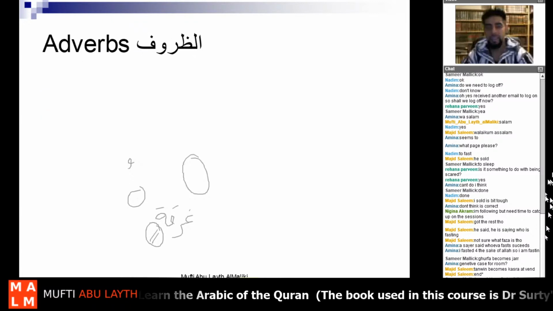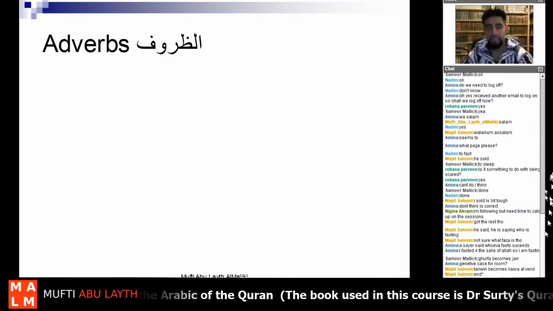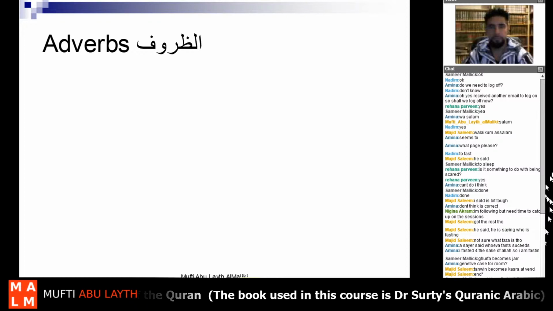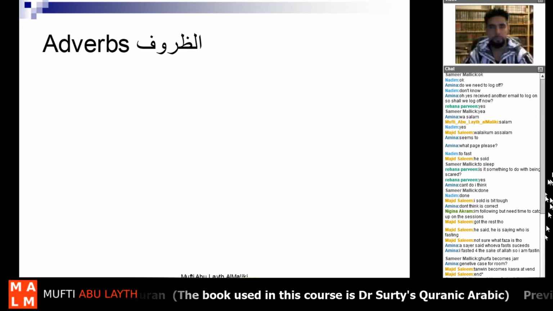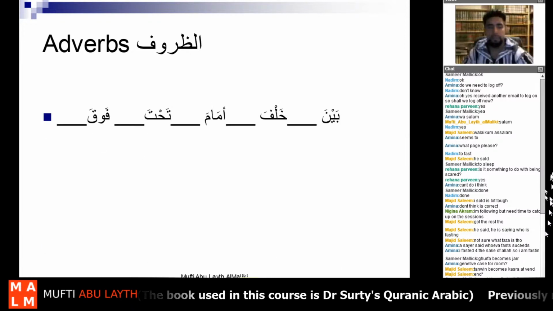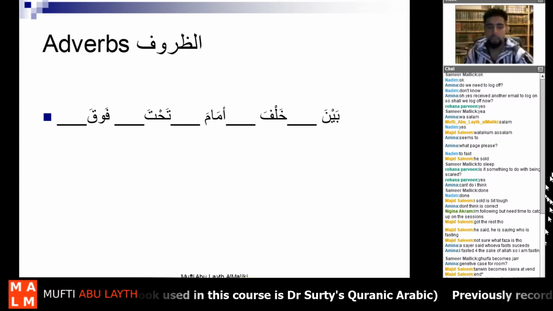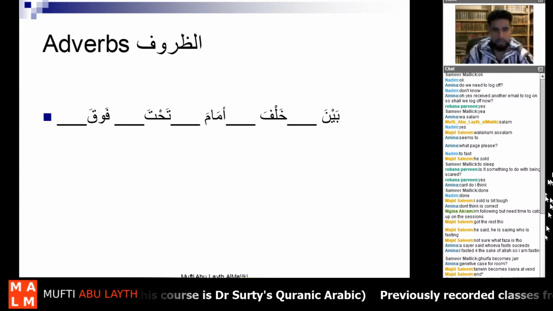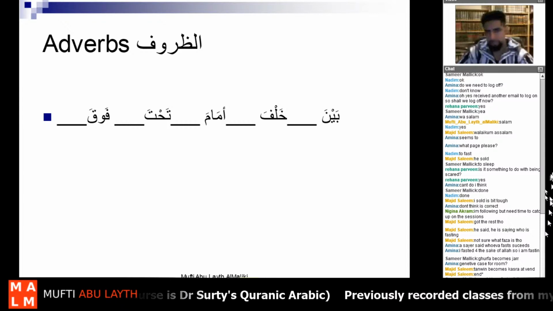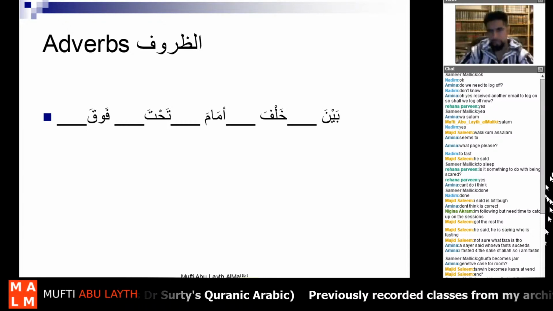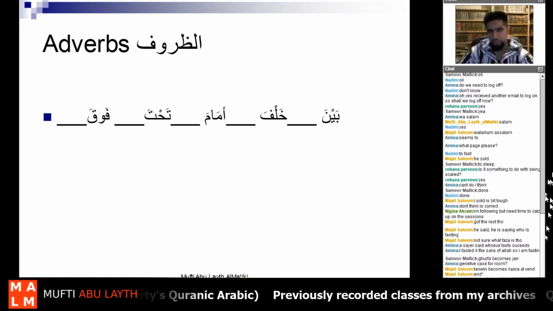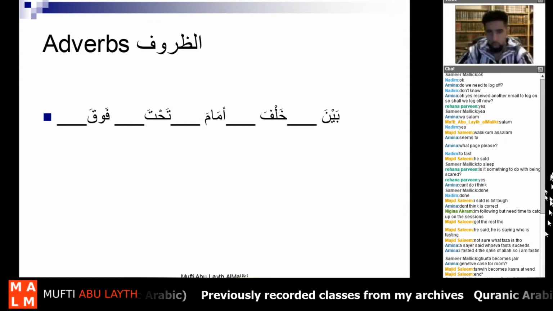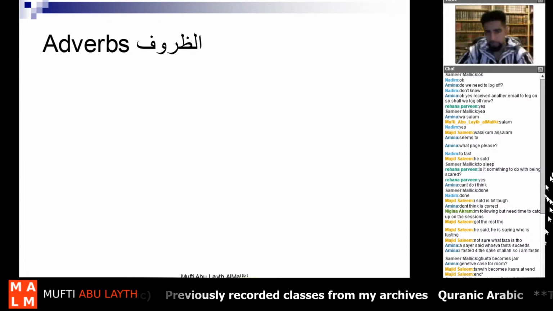Okay, now moving on, back to some adverbs. Baina, khalfa, amama, tahta, and fawqa. Can you write down the definitions for these? If you know the meanings, you can put them down. You can put them into the chat if you like, or you can just write them down for yourself.